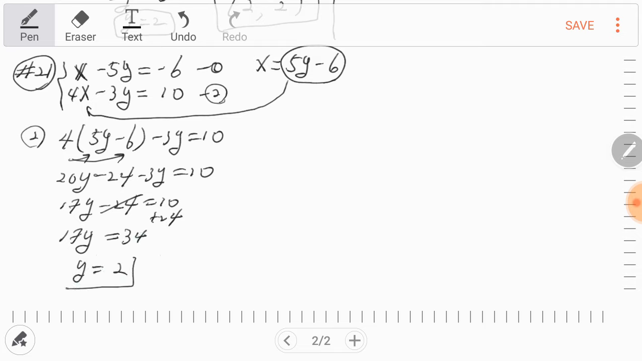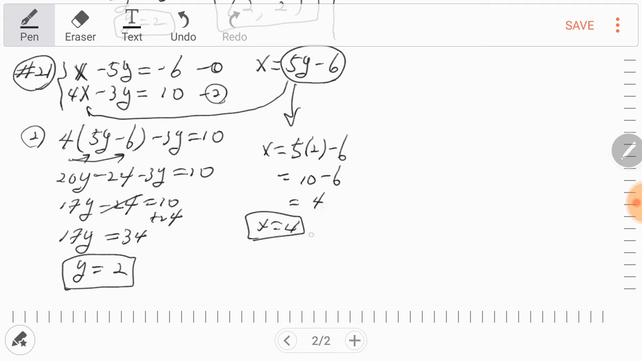So we got the y value. Then let's find the x value. Okay, to find x value, use the first equation. x equals 5y minus 6. So 5 times 2 minus 6. Then 10 minus 6 equals 4. So x equals 4. Then the solution is x is 4, y is 2. So this ordered pair is the solution to this system of equations.